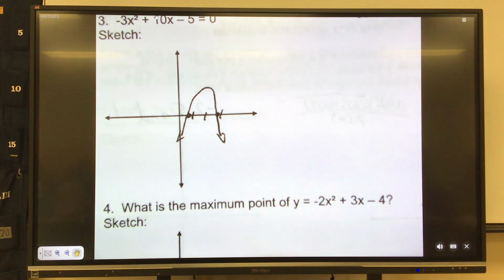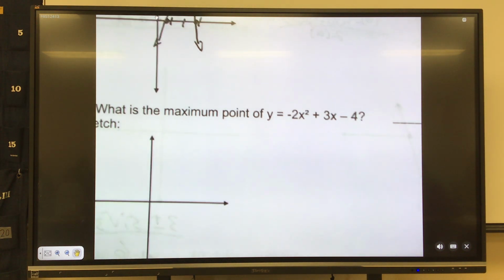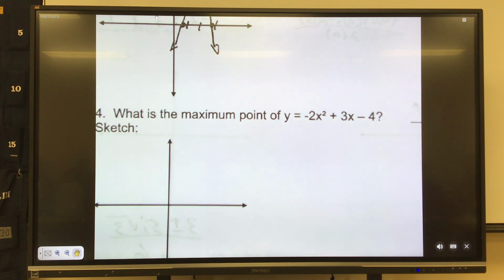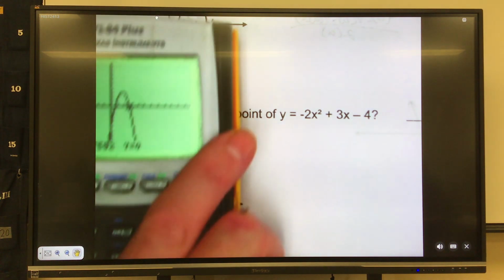Would that be a maximum or minimum for my vertex? Maximum. It is a maximum, the highest point. Okay, which is what the next one is asking me. It's saying, what is the maximum of this? So it's asking me what my vertex is. It wants us to kind of sketch it. Okay, so we take that, we throw it into the calculator.